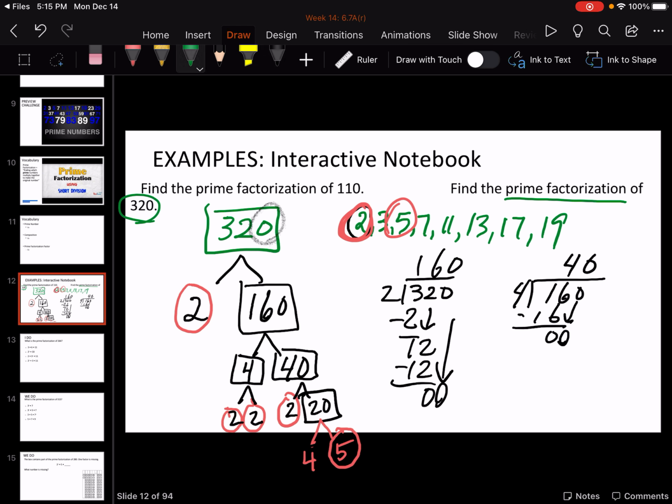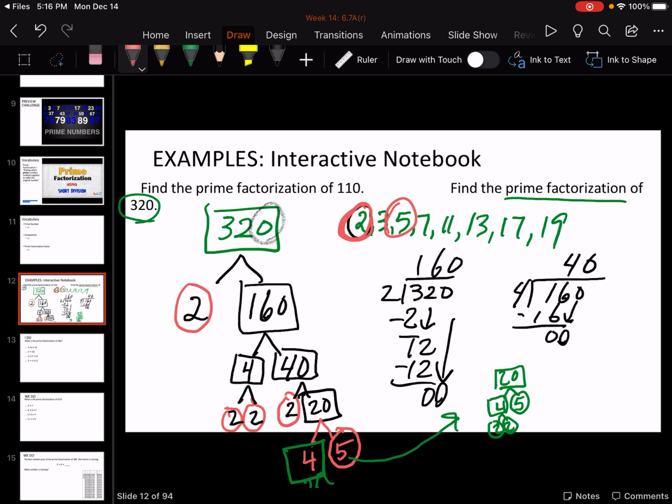Oh, let's do green. 4 can be broken down to what? 2 by 2. Okay, we're having trouble seeing this, so I'm going to bring it over here. It goes by 4 by 5, and then 2 by 2. So then I have 2, 2, 5.